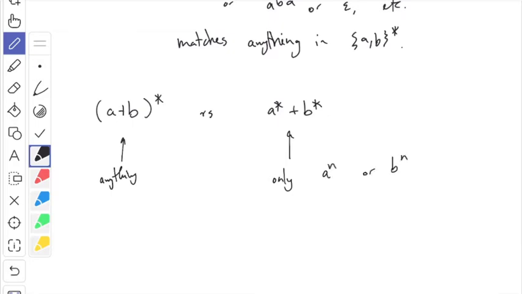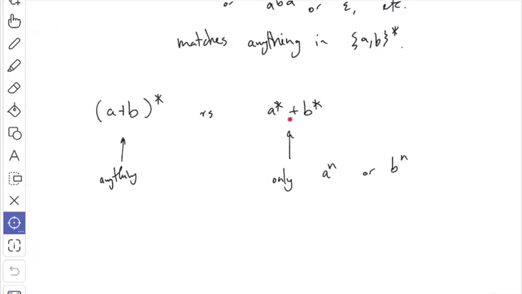Because this one on the right-hand side, the plus still means or, but this says any repetitions of A or any repetitions of B, but it doesn't allow mixing them. All right? So these two things are different. There are some sort of algebraic rules that regular expressions have. We're not really going to get into it, but you cannot just distribute the star like that. Alrighty?